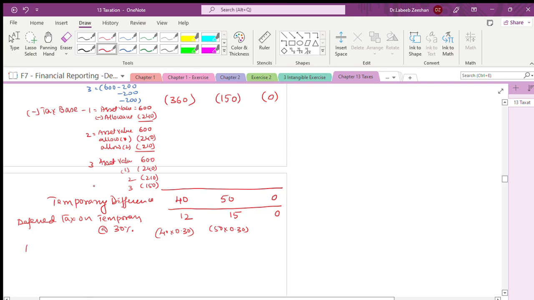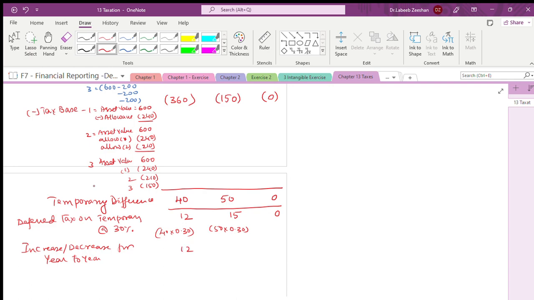You have to make the increase or decrease from year to year. First year it will be 12. Second year it is increasing from 12 to 15, an increase of 3. Third year it is not increasing; it is decreasing from 15 to 0.